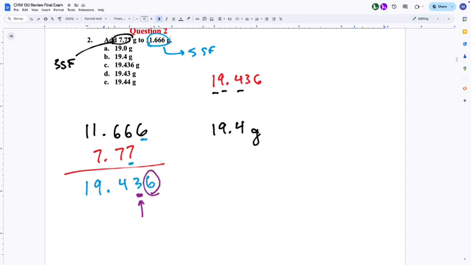Because the first insignificant digit is larger than 5, I will add 1. So my answer becomes 19.44 grams. Which does introduce an interesting kind of dilemma. We have more sig figs in our answer than we started with. That is an artifact of addition. When we do addition calculations, you very commonly will see an increase in the number of sig figs. It's very, very common.